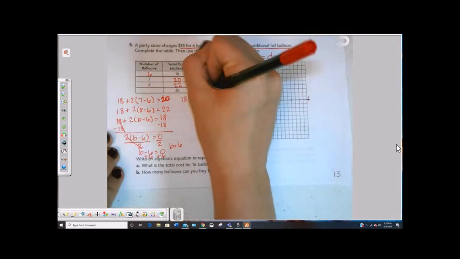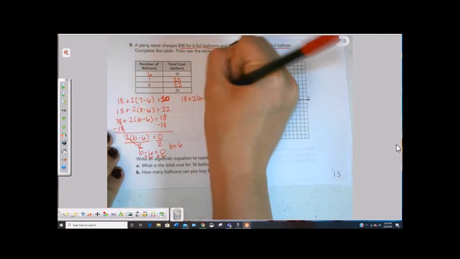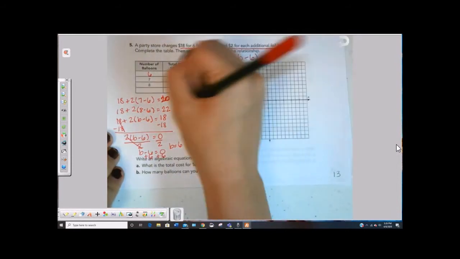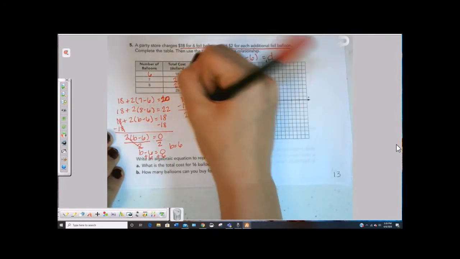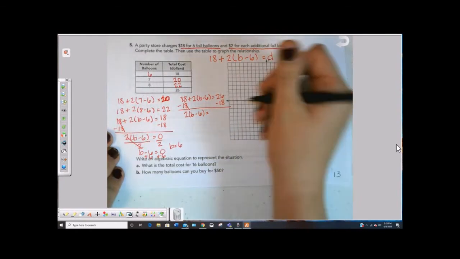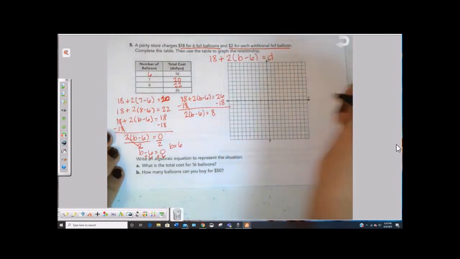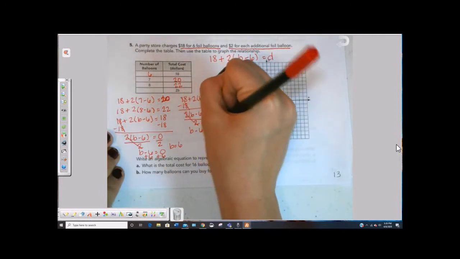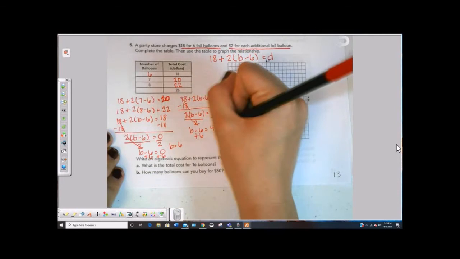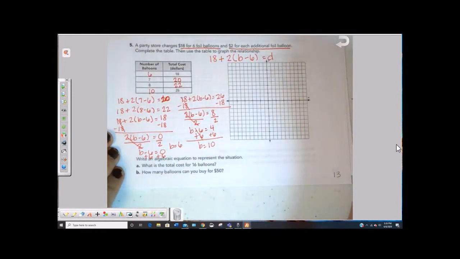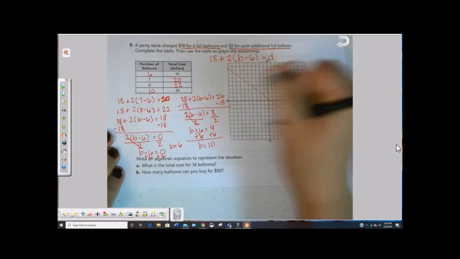Okay, and last for $26. So I have 18 plus 2 times B minus 6 equals 26. Subtract 18 first. You're left with 2 times B minus 6 equals 8. Divide by 2. B minus 6 equals 4. Add 6. And you get 10. So for 10 balloons, it is $26.